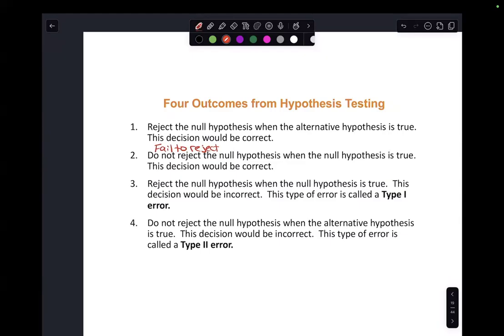Okay, this is where we're going to do the incorrects. If we reject the null hypothesis, but the null hypothesis is true, this is called a type 1 error, and that is not a correct thing to do. So if my evidence doesn't support the alternative hypothesis, but then I reject the null hypothesis, that's called a type 1 error. I reject it when I shouldn't. I'm going to just write that. Reject when you shouldn't.